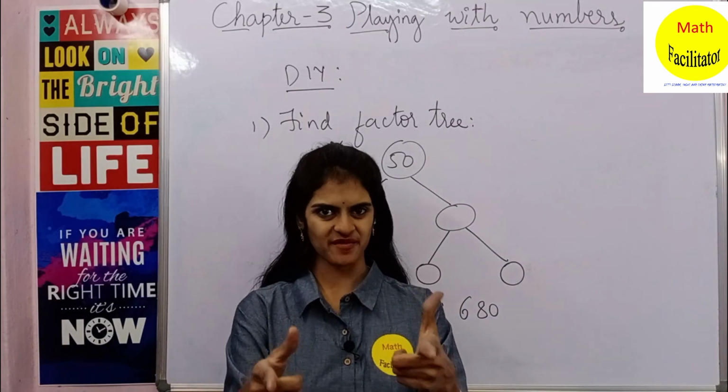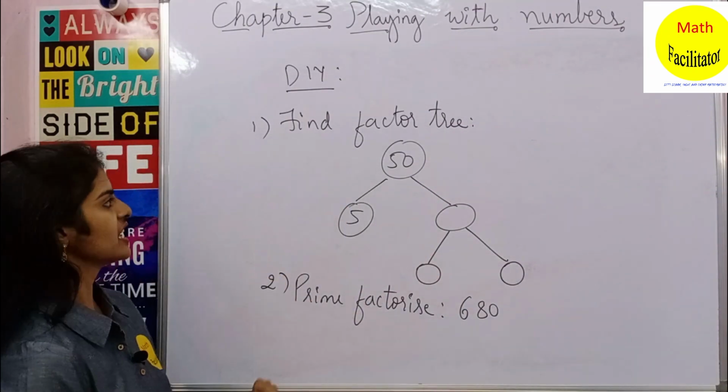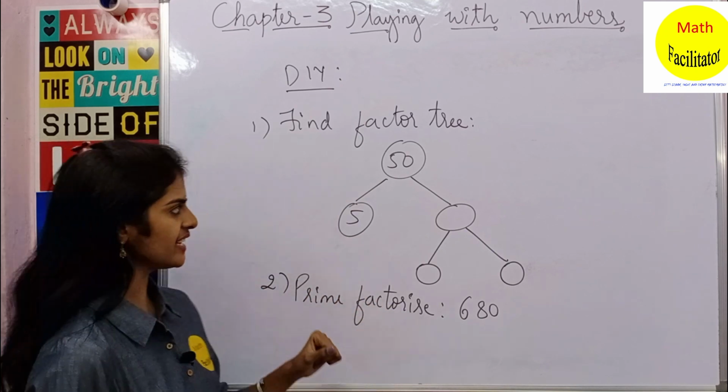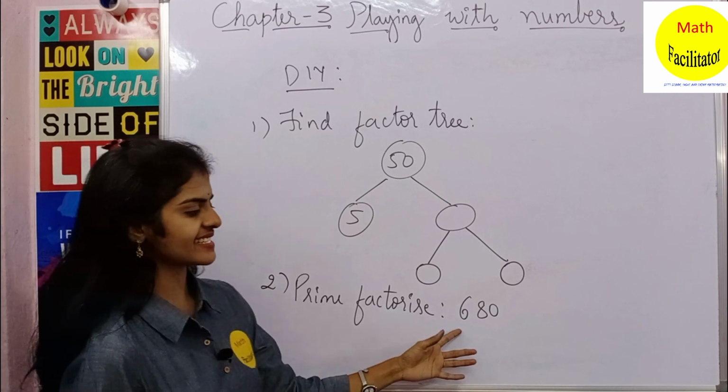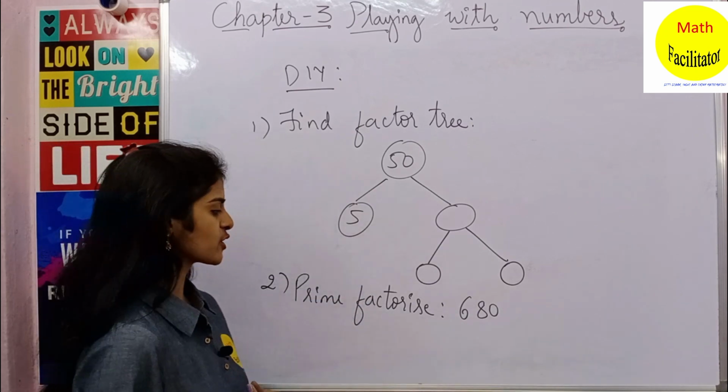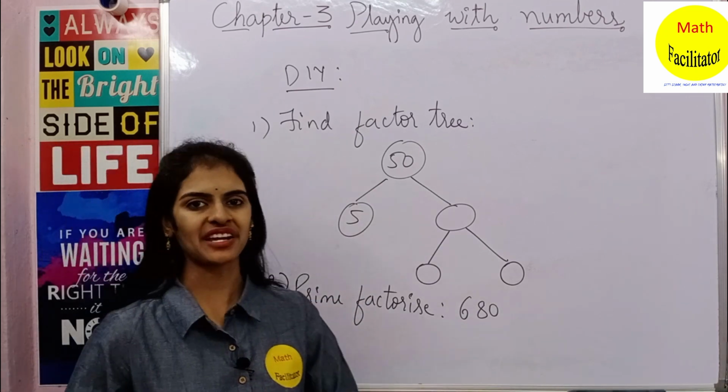Now it's your time to do the DIY. We have already learned what a factor tree is, so complete this factor tree and also find the prime factors of 680. Don't forget to use only prime numbers when you are prime factorizing.